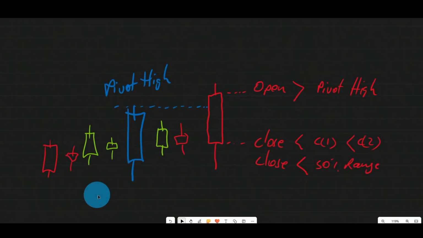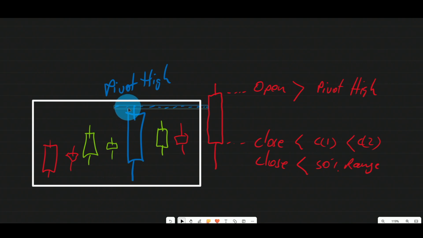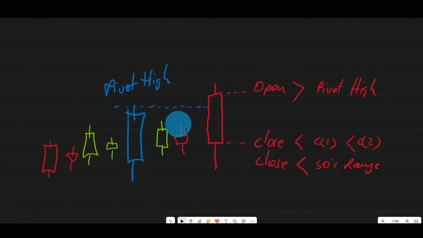So here is what I mean by the up thrust pattern. We are looking for a pivot high that has 4 strength on the left, 2 strength on the right. Okay, so this is the bar. And then after the second bar, we need an open above the pivot high. The red bar means it's a down bar. So that's the open and this is the close. So the open needs to be above the pivot high.